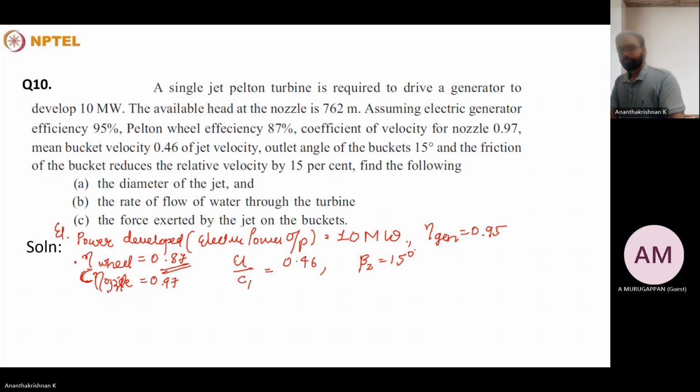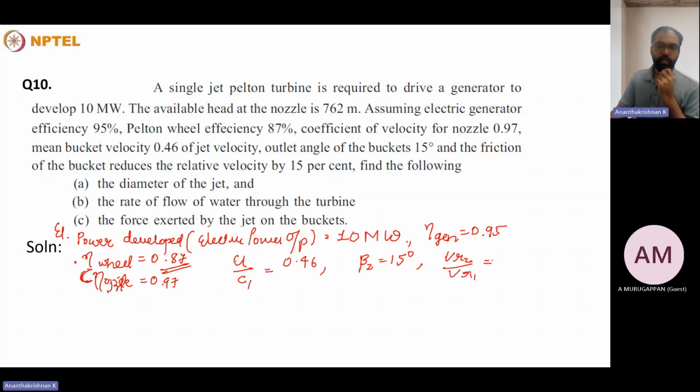And then the friction of the bucket reduces the relative velocity. So the slip coefficient, or the ratio between the relative velocity at the outlet to the inlet, is 0.85, that is 1 minus 15%. So using this value, we can try to solve it. First of all, we need to calculate the diameter of the jet.